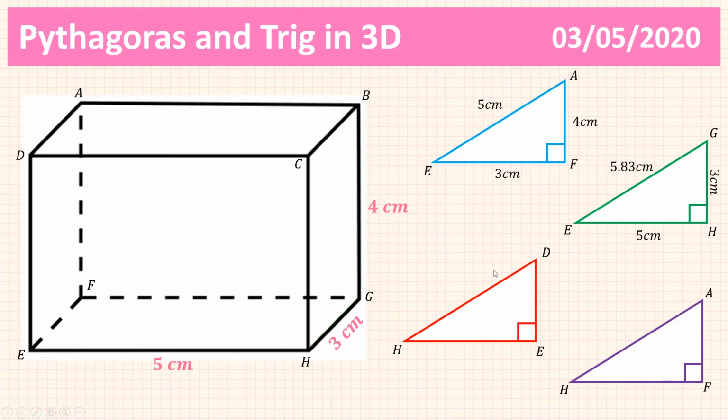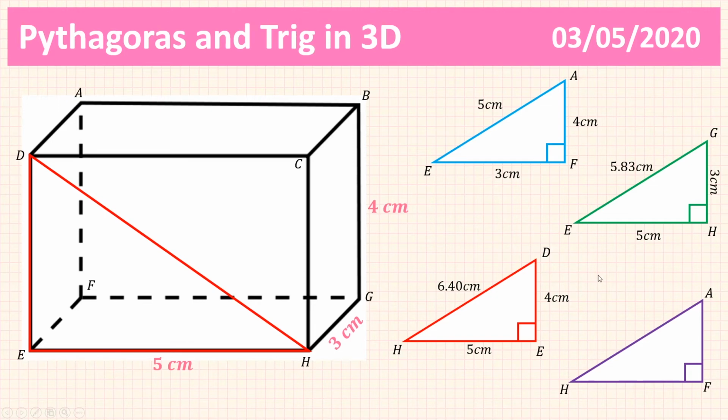Now let's try and find out where the red one would be. That's E to D to H. So that's going to be the one on the front panel here, EDH. So we work that one out. Height is 4, base is 5, and I get 6.4 as my diagonal.